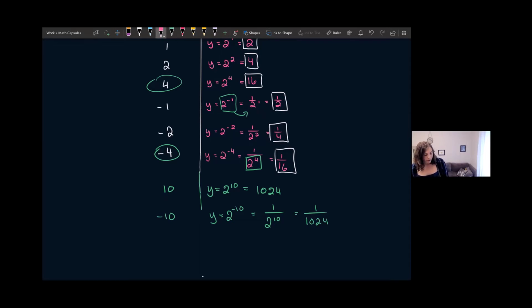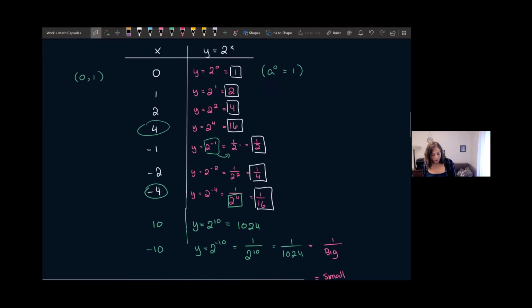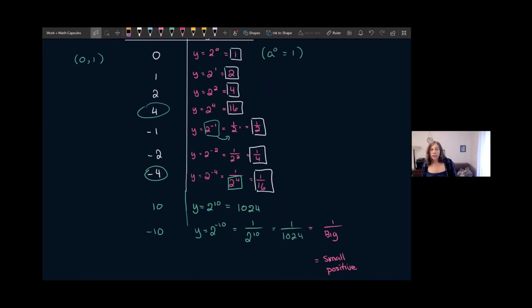So as my x values become very big negative numbers, my answers are going to be 1 divided by a very large number. That's going to give me a very small number, but it's still going to be positive because I have a positive number divided by another positive number. Great, so I see some patterns here. I could plot these points on my graph, but I could also just notice 3 facts.